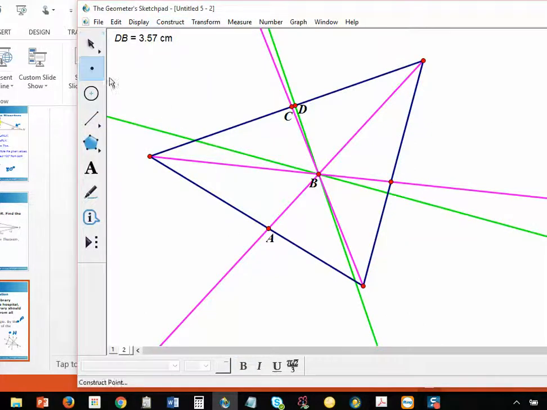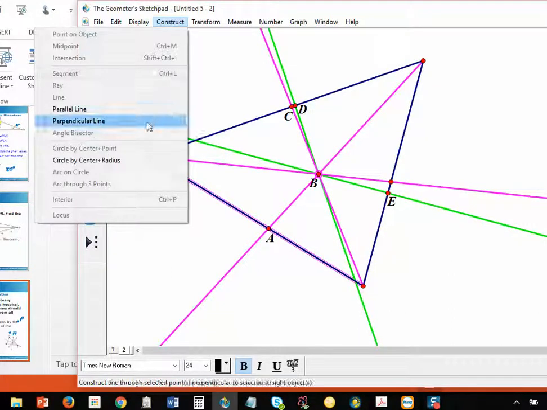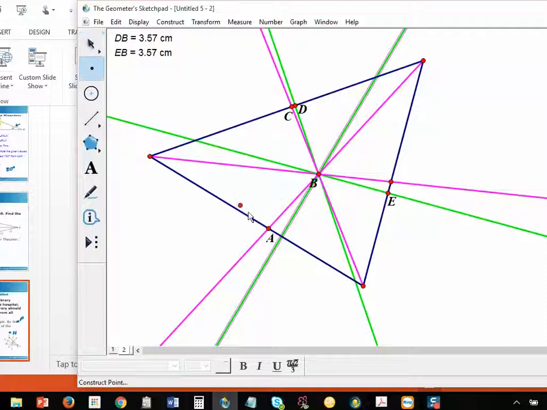And then I'm going to make a point here of intersection so I can measure it. And then I want to measure from here to here. That should also be 3.57. Measure distance. Yes, good. And then I'll do one more. Construct the line perpendicular from here to here, because that's how you measure distance. And then I need to put a point on there so I can measure it. And then I'm going to measure from this point to here. There. So they're all the same.